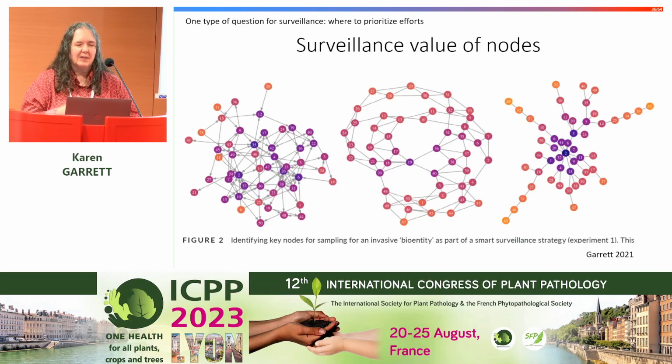Yeah, and so it also has tools for looking at the surveillance value of different nodes. So if you can characterize the network of spread for a seed system, for example, then you can use this tool to evaluate the network and see where the most important points are for surveillance and mitigation.